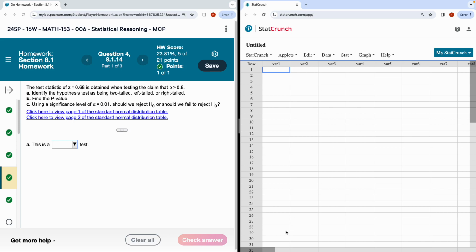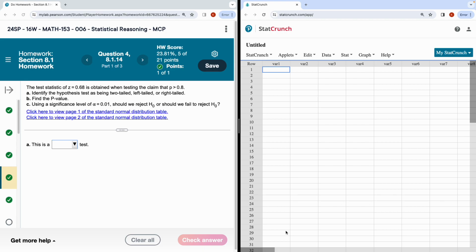Okay, this is an exercise from section 8.1, Basics of Hypothesis Testing. This is question number 4, or you can refer to it as 8.1.14. Now, in this example, they have given us the test statistic of z equals 0.68, and that was obtained when they were testing some claim that the proportion of a population was greater than 80% or greater than 0.8.